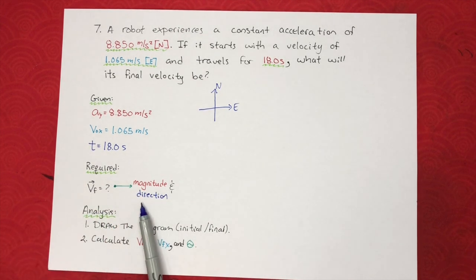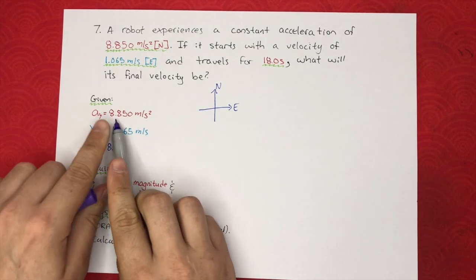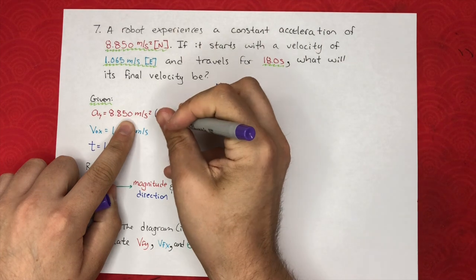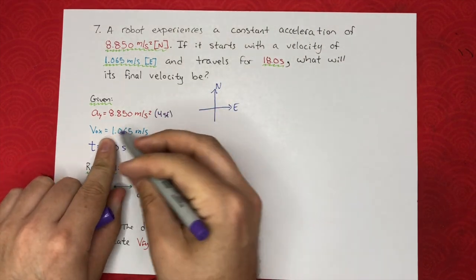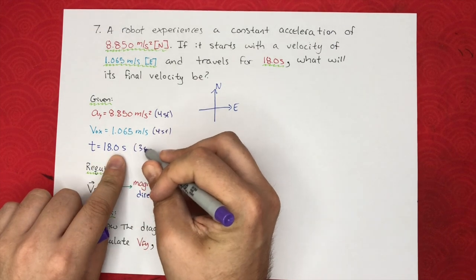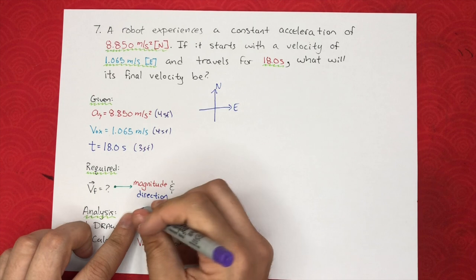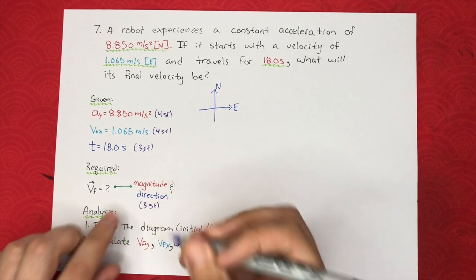Now, just before we get started with this, let's take a look at significant figures. We know the acceleration has 4 significant figs. The velocity also has 4 sig figs, and the time only has 3 sig figs. So our final answer should have 3 sig figs as well. So I'm just going to write that down here. This will have 3 sig figs.